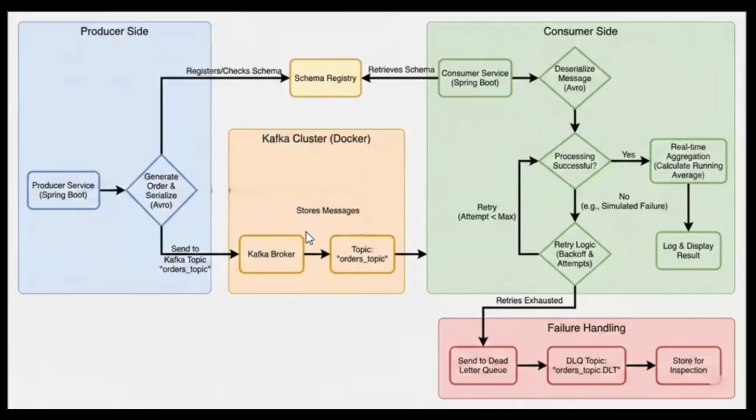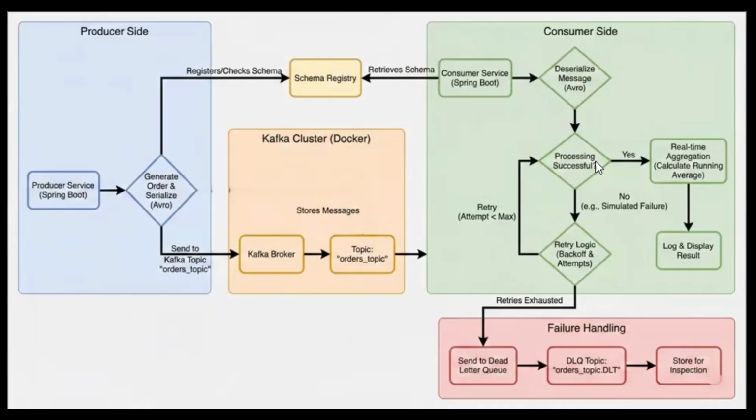topic. Moving to the consumer side, the consumer service is constantly listening to the topic. When messages arrive, it uses the schema ID attached to the message to retrieve the correct schema from the registry, allowing it to deserialize the binary back into a usable Java object. Next, we enter the processing logic.